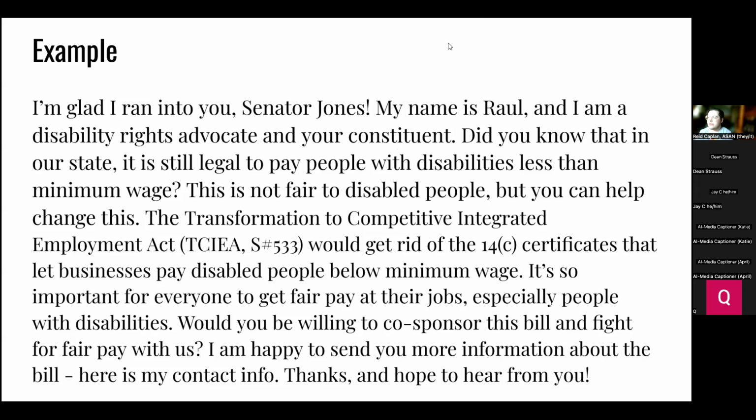So as you can see, this is again a shortened version of what someone might share if they had the chance to have a longer meeting with their legislator. So try to get that 30-second to 1-minute speech as close to memorized in your mind as you can, because you never know when these opportunities are going to come up in your advocacy.